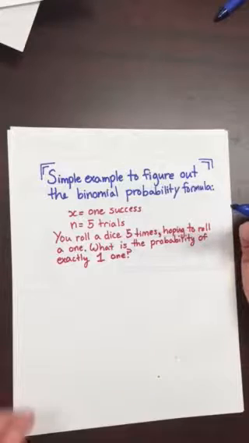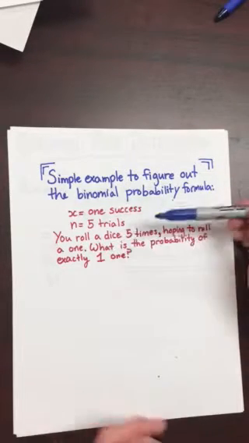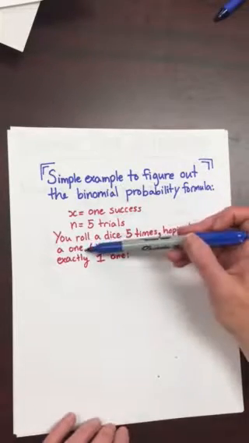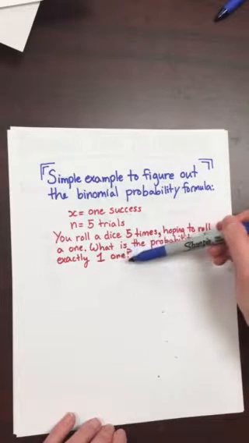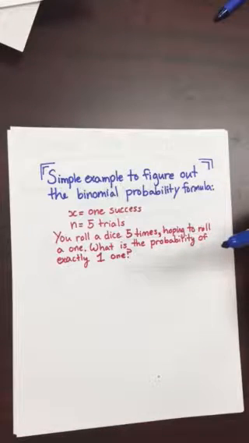To pick something that has an easy probability, we'll just be rolling a dice. So our trials is 5 times, so we roll the dice 5 times. And our success we've defined as rolling a 1. So the probability of rolling exactly one 1 in 5 trials, that's what we're looking for here, and that's what we're trying to develop a formula for.